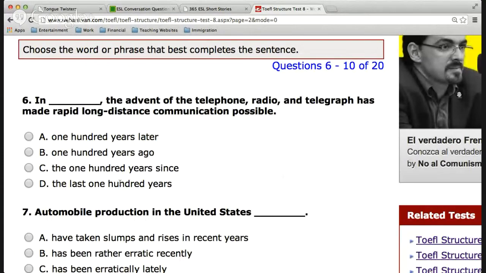B as in boy? Yes, as in boy. Okay. In the last 100 years, the advent of the telephone, radio, and telegraph has made rapid long-distance communication possible. What do you guys think? Oh, no, sorry. D as in dog. D, okay. D as in dog. You guys are right. Yes. In the last 100 years, that would be the best option here. Okay, good. Nice job.